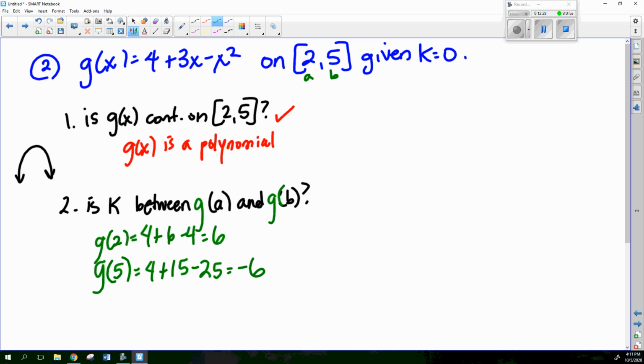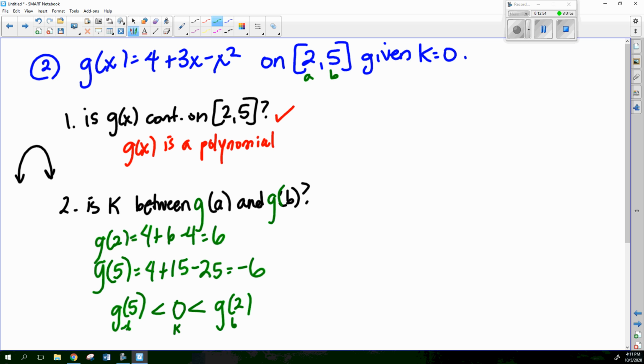I just want to know, here's my k, is it between those two numbers? And in this case, g of 5, which is negative 6, is less than 0, which is less than g of 2. That just means it's a decreasing function, but you don't have to worry about that. As long as the k value is between those two y values, you're good to go.